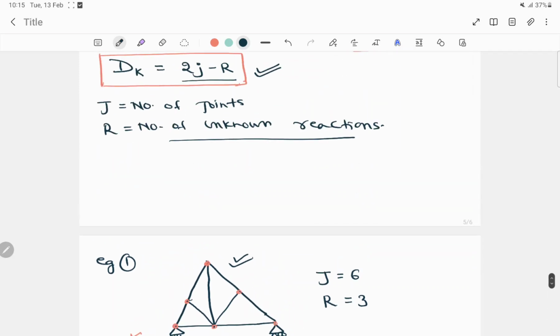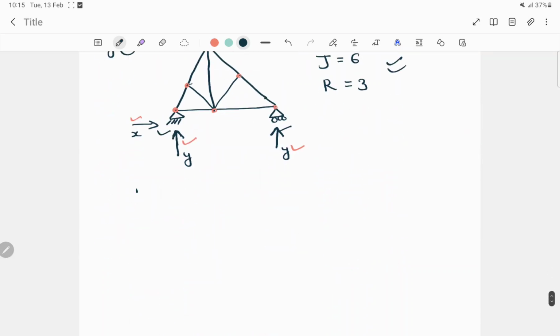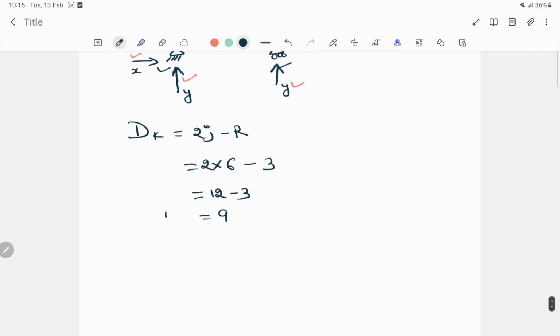Now we need to put these values in the formula, dk is equal to 2j minus r. So 2 into j, which is 6, minus r, which is 3. How much do we get? 2 times 6 is 12, minus 3, that is 9. So for this figure the degree of kinematic indeterminacy value is 9. Now we'll check whether this answer is correct or not.